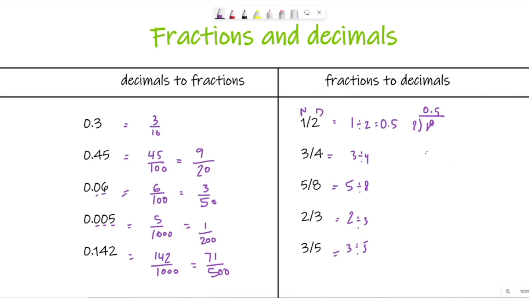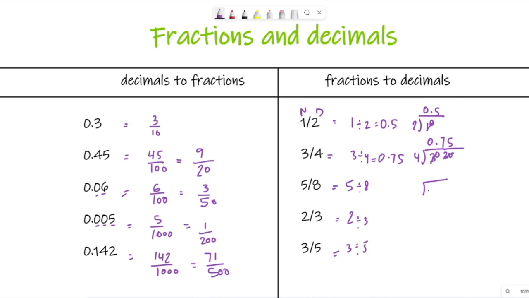3 divided by 4. How many 4s go in 3? 0. We'll give it a 0 with a decimal. How many 4s go in 30? 4 times 7 is 28. Remainder is 2. 0 again. How many 4s go in 20? 4 times 5 is 20. It's over, so 0.75.